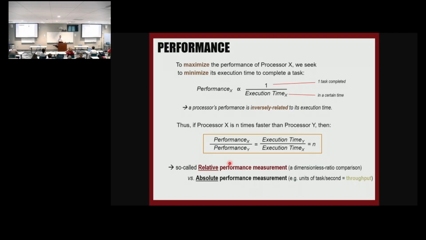If you heard the term speed up, this is how you get the speed up. You have a base processor, and you have an improved processor, and then you just divide the performances, and you get speed up. And it's a 20% increase. It's as simple as that. And then we have the absolute performance measurement that can be the execution time itself, throughput, and so on.